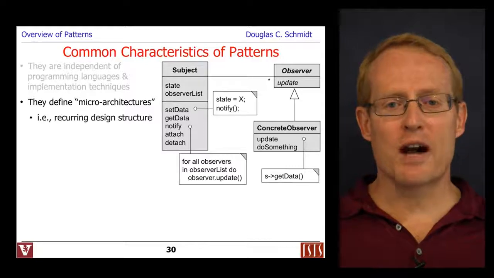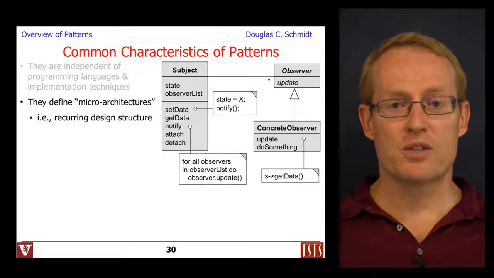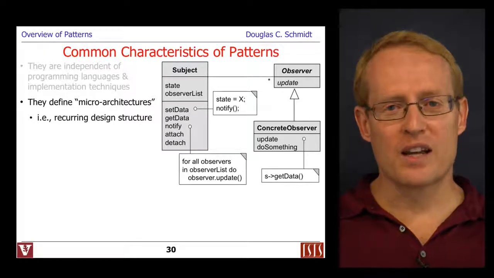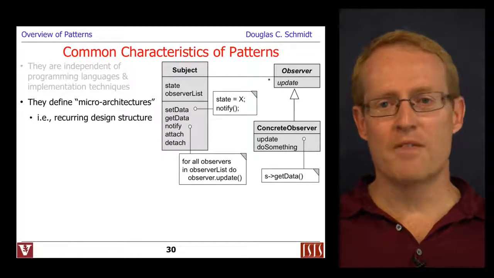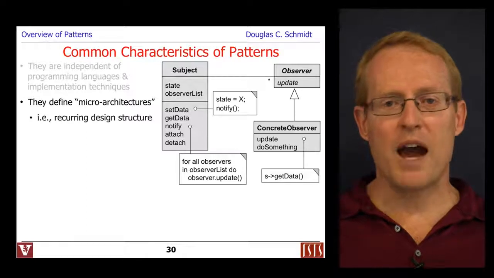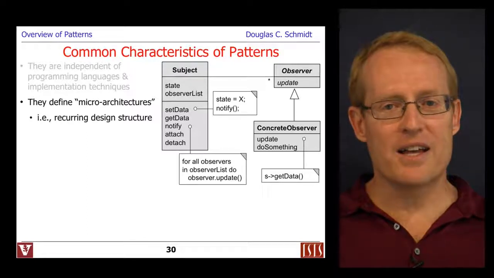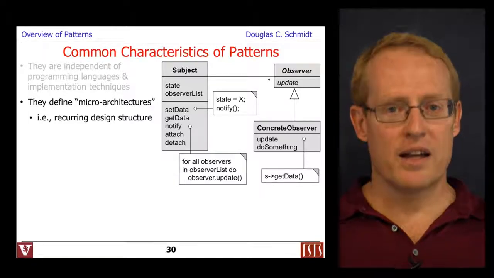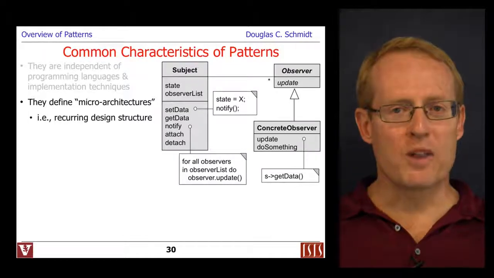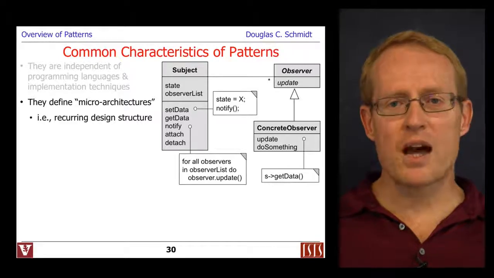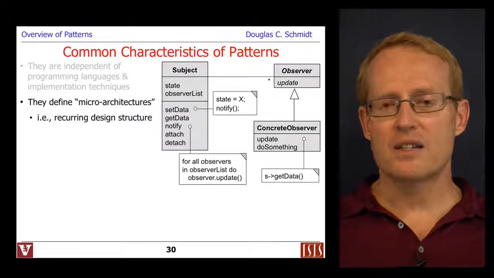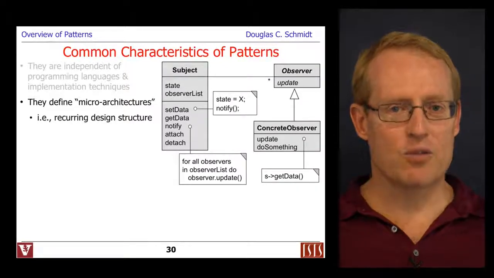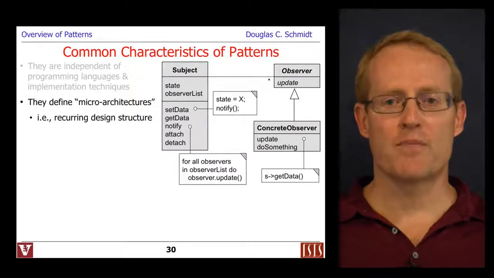Patterns are also characterized by microarchitectures. This is where the recurring design structures come from. For example, if you take a look at the canonical view of the observer pattern shown here, you'll see that it has three main parts, three main roles: the subject, the abstract observer, and the concrete observer. And this is part of the microarchitecture. Most design patterns you're likely to run across typically have between 3 to 5 roles that they describe and demonstrate structurally.